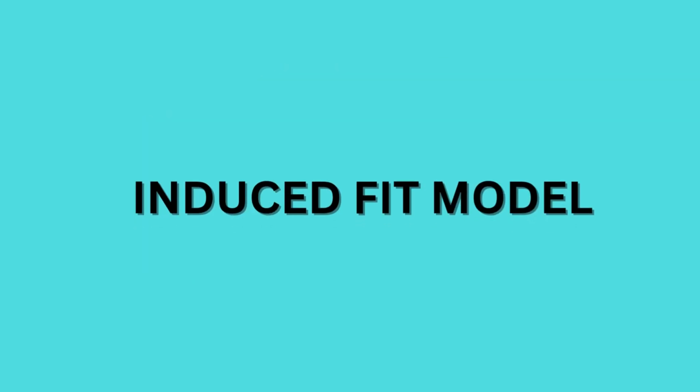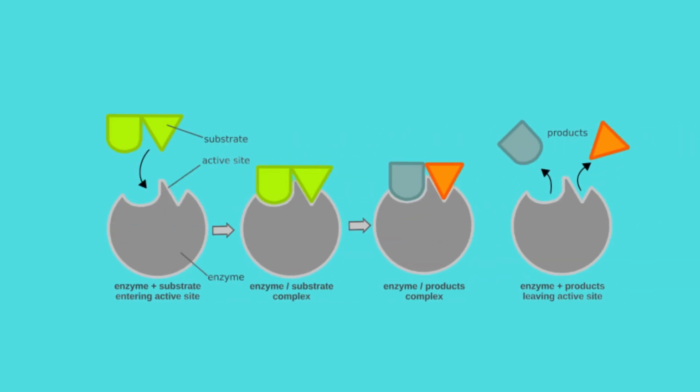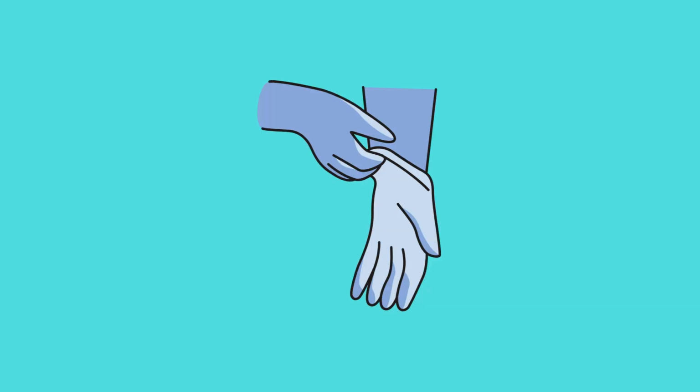However, there is now a much more modern and widely accepted theory. This is called the induced fit model. This theory suggests that enzymes have a more flexible structure, and once the substrate binds to the enzyme, it can slightly alter its shape in order to form to the substrate, like a glove fitting onto your hand.